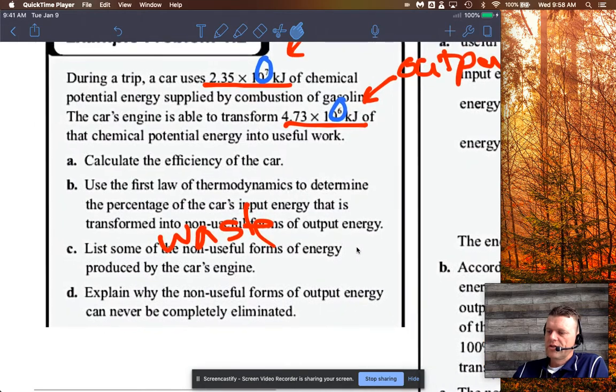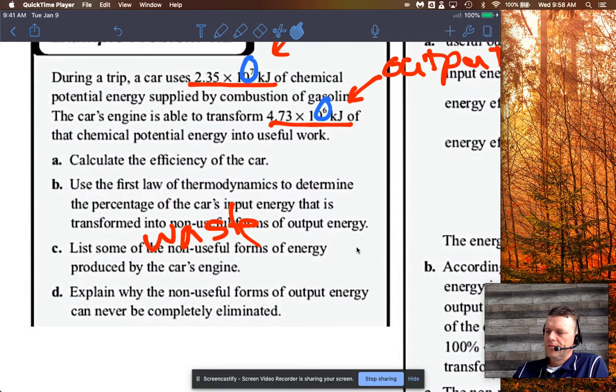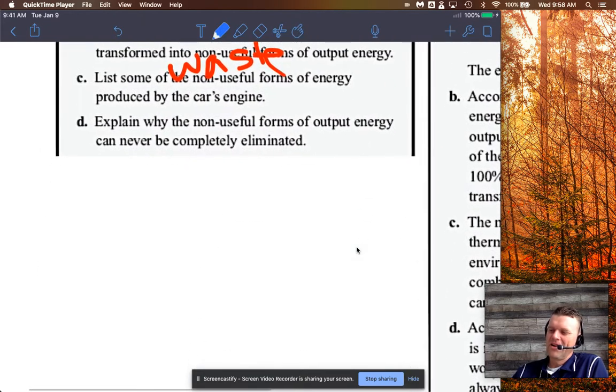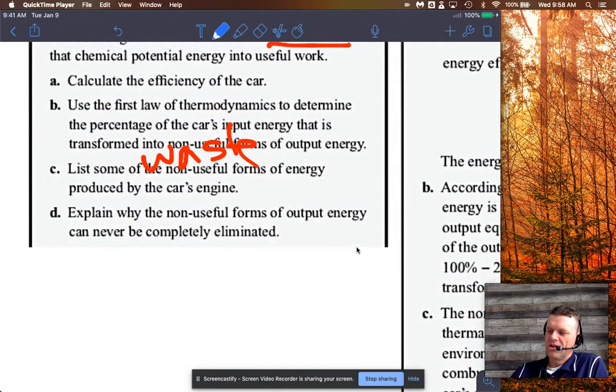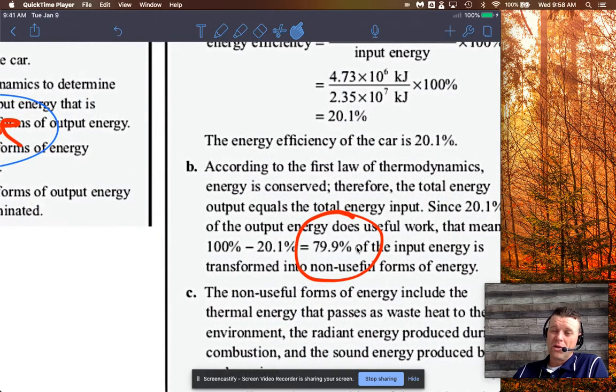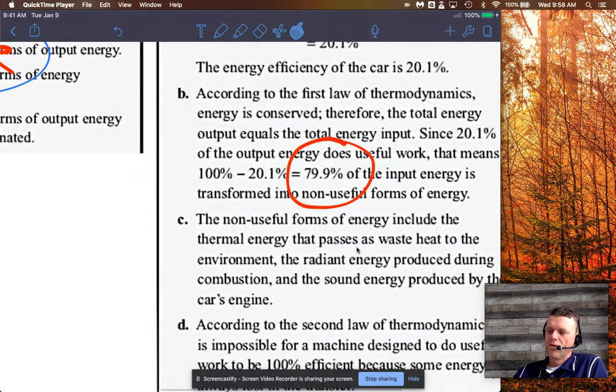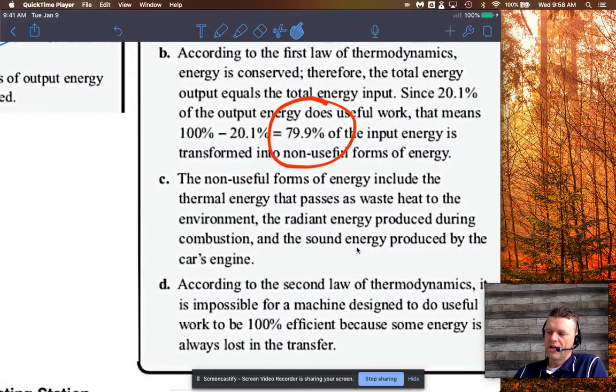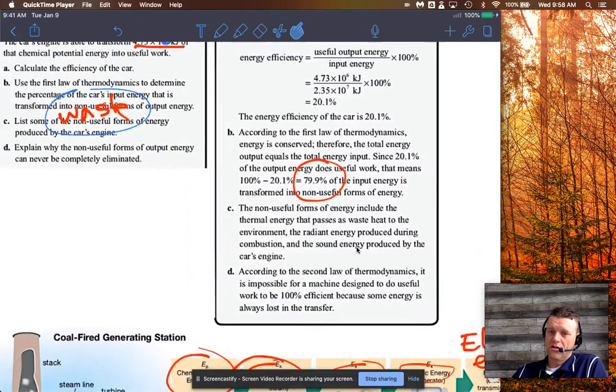Part B asks to determine the percentage that goes into non-useful forms of output energy. I wrote waste over that, so waste energy is what they're talking about here. You just subtract that from 100, because everything has to add up to 100%. So if it's 20.1% efficient, then 79.9% is wasted. And what are those forms? It's basically just heat. That's what these last two account for. You always will lose energy according to the second law of thermodynamics.